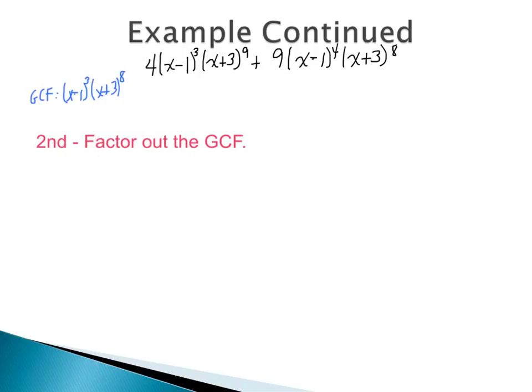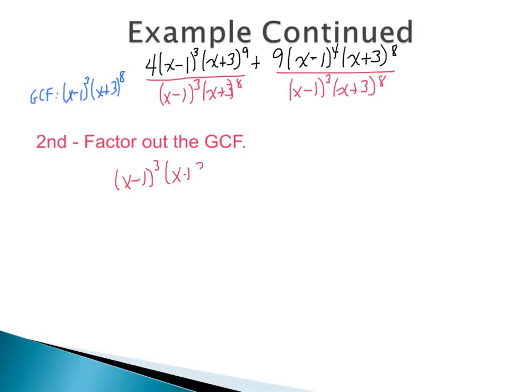So I'm dividing each part by our greatest common factor, which is x minus 1 to the third and x plus 3 to the eighth. And then same thing on the other one, we have x minus 1 to the third and x plus 3 to the eighth. Remember that x minus 1 to the third and x plus 3 to the eighth are part of our greatest common factor, so they're going to be on the outside of our final answer. What's inside, which I'm using a square bracket for, is what's left after we do the division.